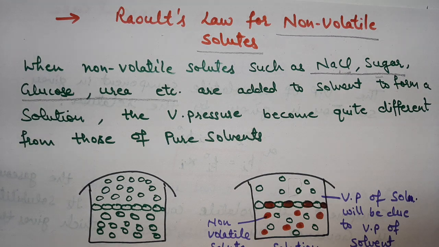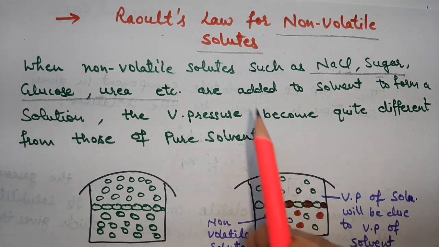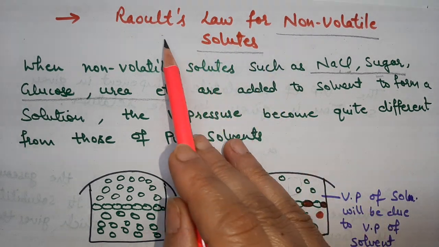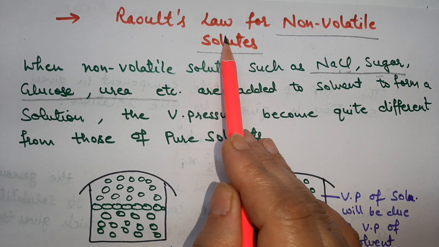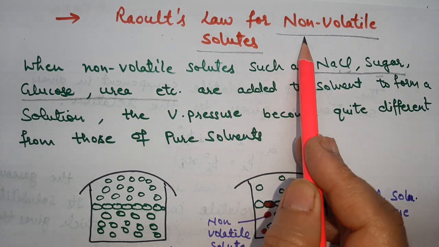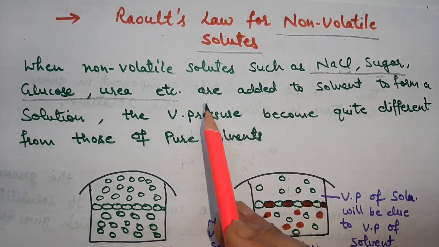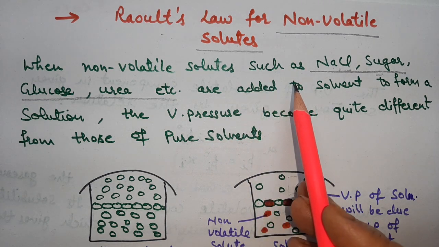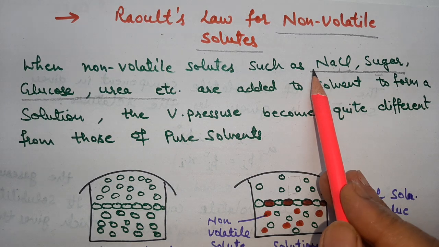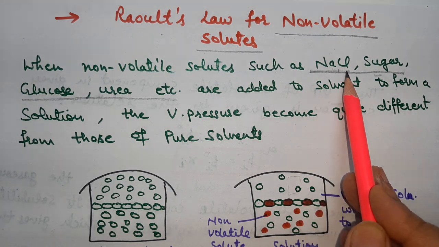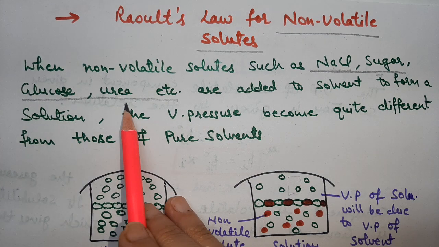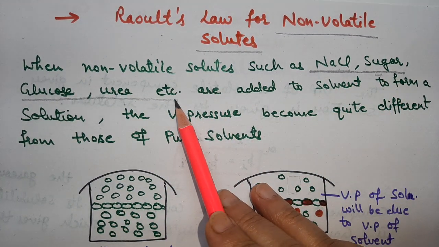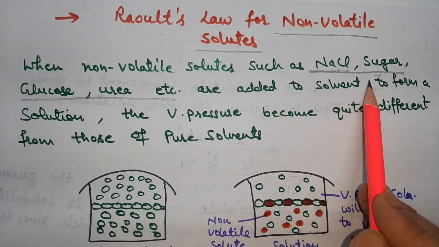Hello students, welcome back. In this video we will study Raoult's law for non-volatile solutes. It means we will study Raoult's law whenever we have a solute which does not contribute towards the vapor pressure of the solution. Such solutes do not form vapors, like NaCl when dissolved in water, sugar, glucose, urea, etc. Such solutes are considered non-volatile solutes.